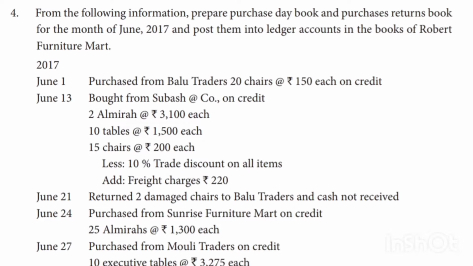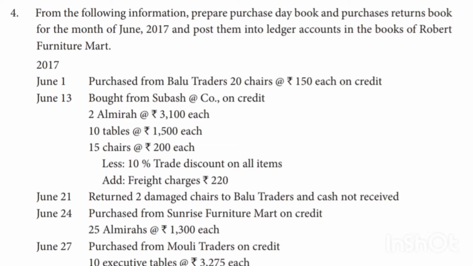In this video we are going to learn about 11th Standard Accountancy, Chapter 6, Subsidiary Book 1, Exercise Sum number 4. From the following information, prepare Purchases Day Book and Purchases Return Book for the month of June 2017 and post them into the ledger account in the books of Robert Furniture Mart. So we are going to prepare the purchases book and purchases return book for Robert Furniture Mart and also post them into the ledger book. Okay.